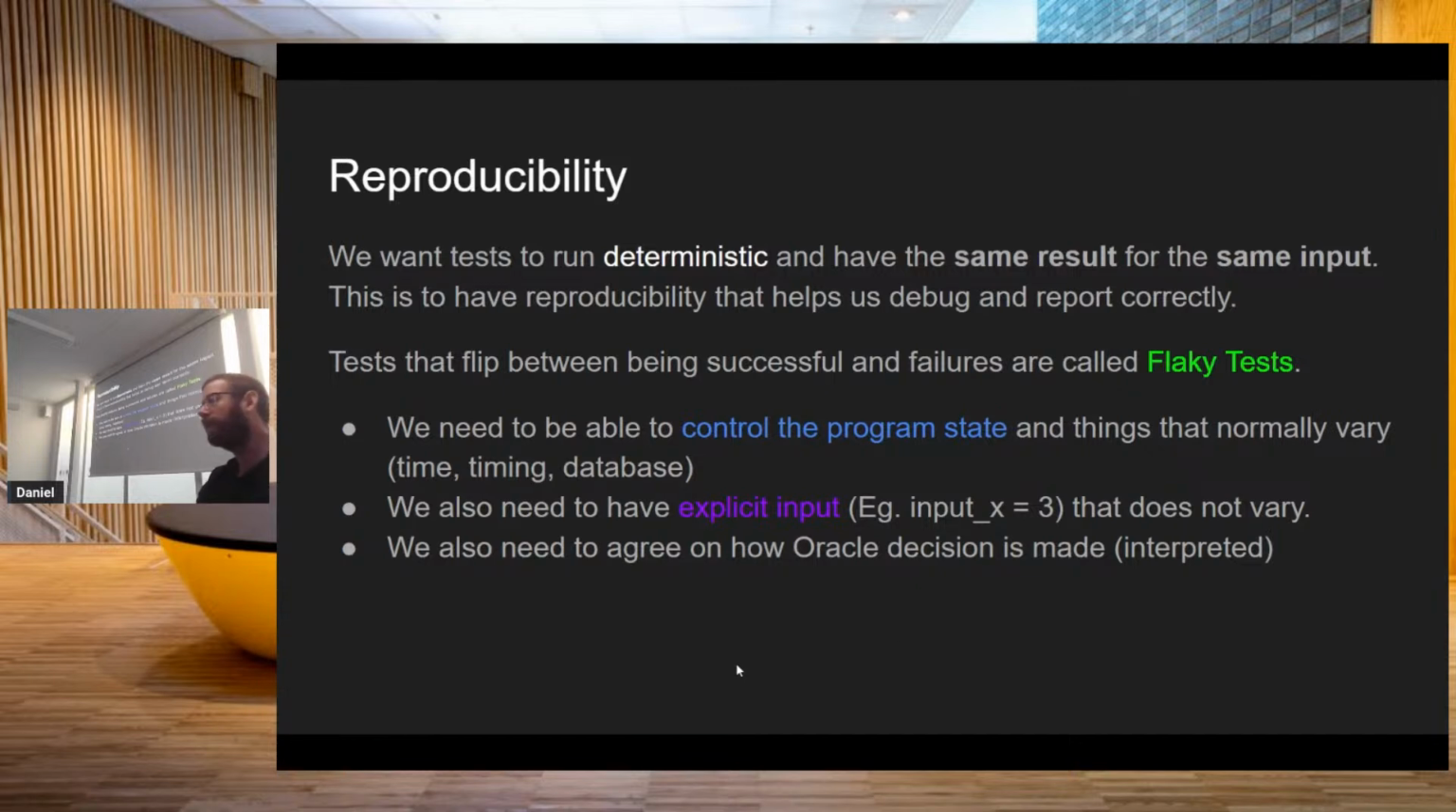Yes, and I think that we need a 10 minute break. So we continue 10 minutes past 11.